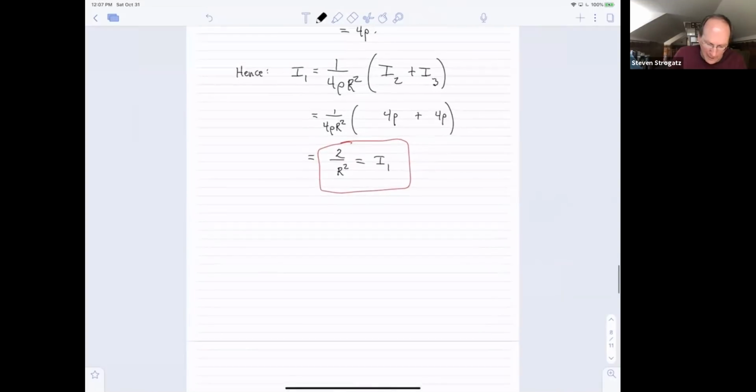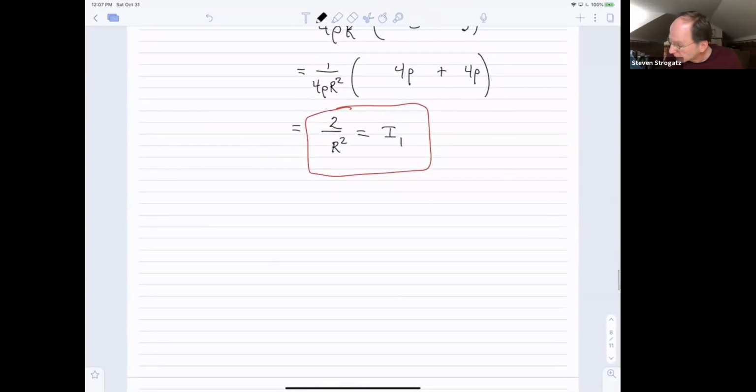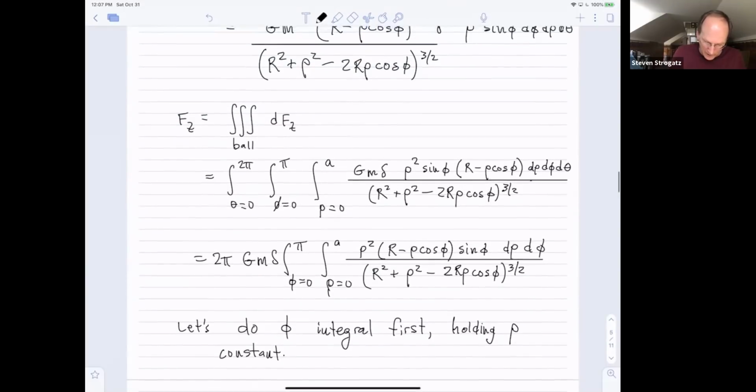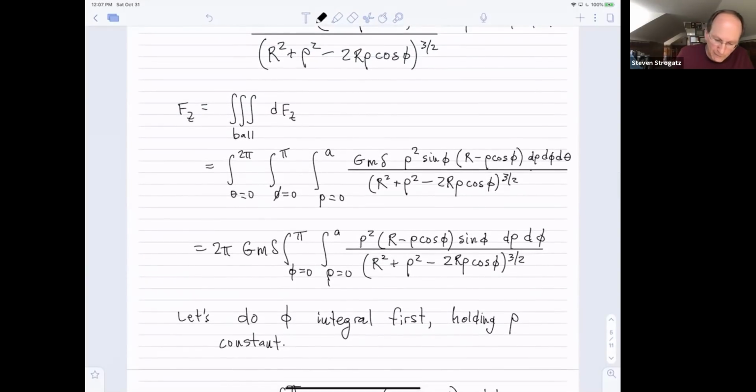So what's going to happen? 2 over r squared. So what's left? Well, let's scroll back to just see what was left. We said that the integral we have to do is, we were going to do the phi integral first in this expression.